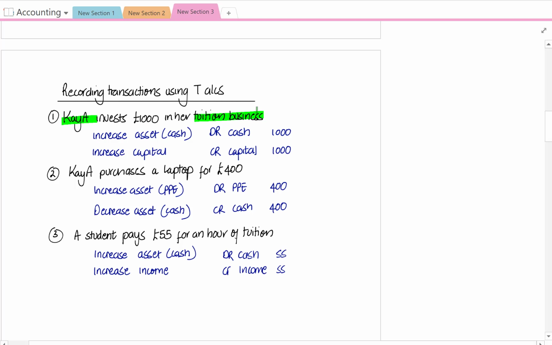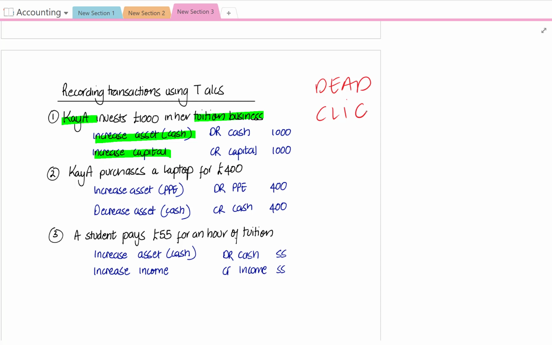For instance, if KA invests £1,000 in her tuition business, this would be seen as an increase to assets, namely cash, and an equal increase to capital. To help us turn this into accounting language, we're going to use DEAD CLIC. So remember, we debit for increases in expenses, assets and drawings. Likewise, if we want to increase liabilities, income and capital, we would credit. Okay, so we credit for increases in liabilities, income and capital.